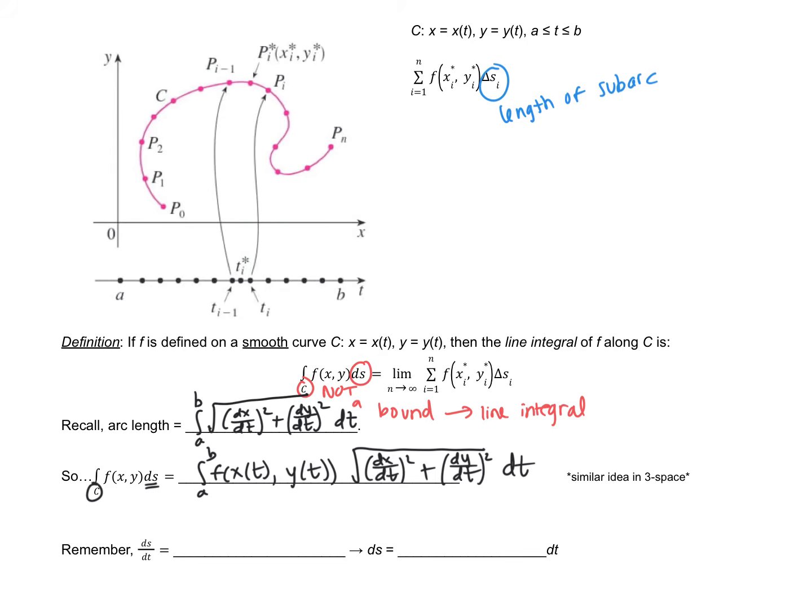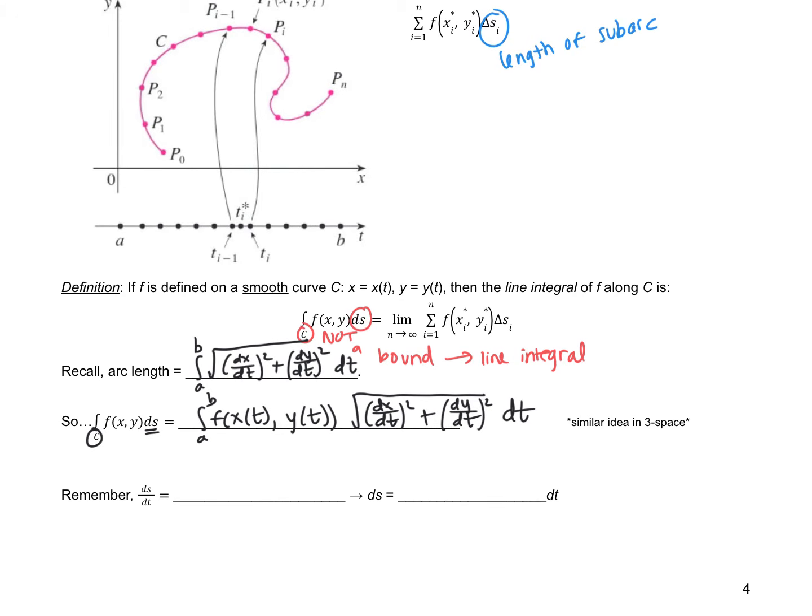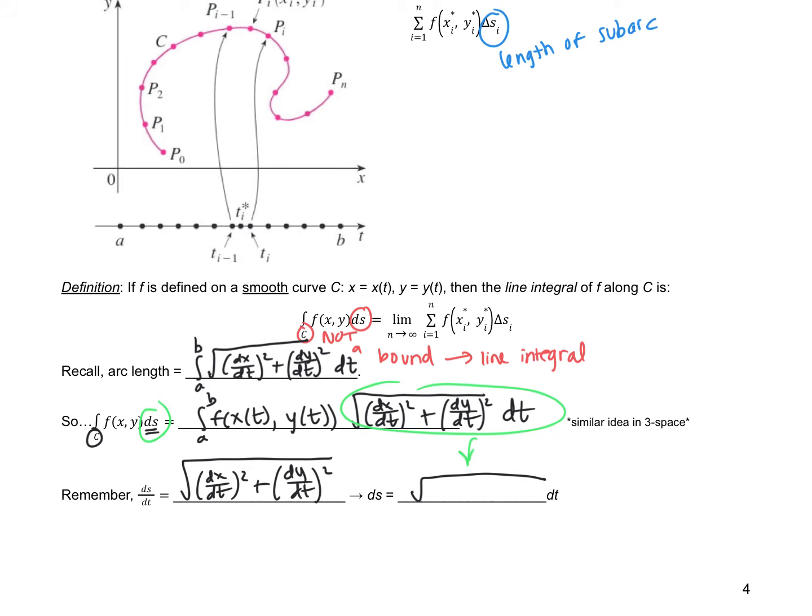And of course, this is a similar idea in three space. And if you recall, we saw this in earlier units when we looked at arc length. ds/dt is that arc length formula. So again, (dx/dt) squared plus (dy/dt) squared, which tells us then that ds is just that same square root times dt. So that should explain why this ds turns into that square root dt, for this reason below.